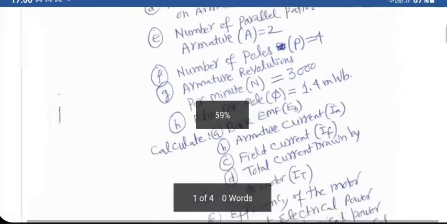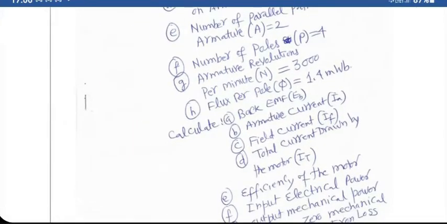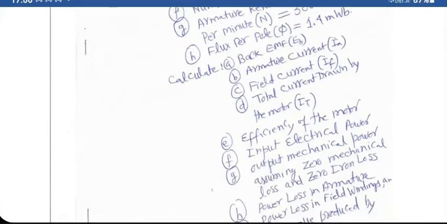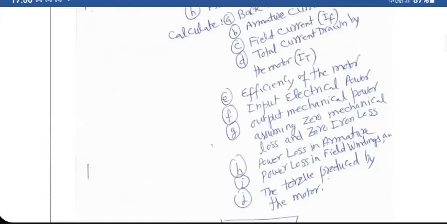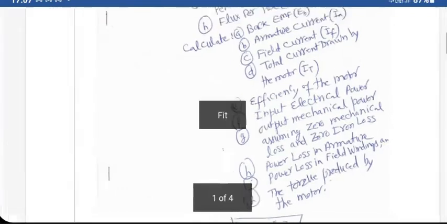They want you to calculate back EMF, then armature current, then field current, then total current drawn, then efficiency, then input electrical power, then output mechanical power, assuming zero mechanical losses and zero iron losses. That means only copper losses will have to be included between input power and output power. Power loss in armature, power loss in field winding, and the torque produced.